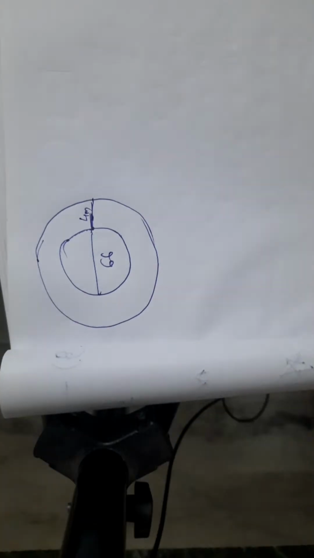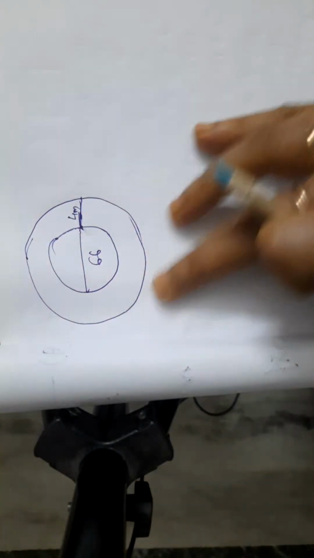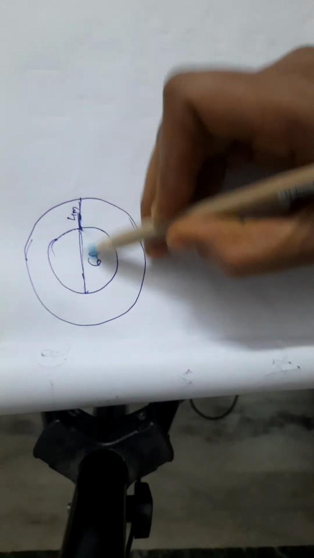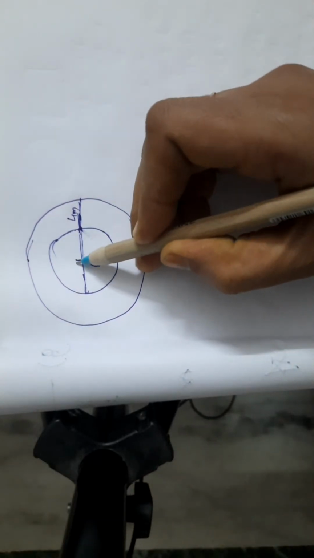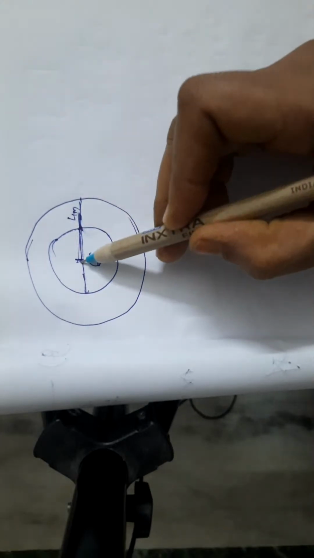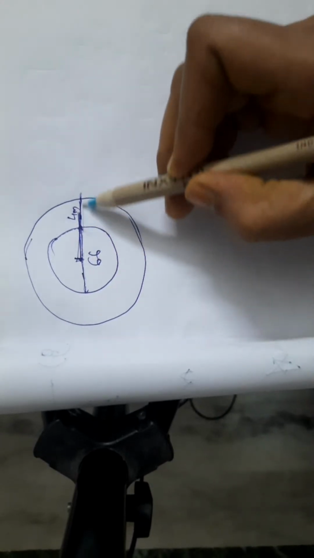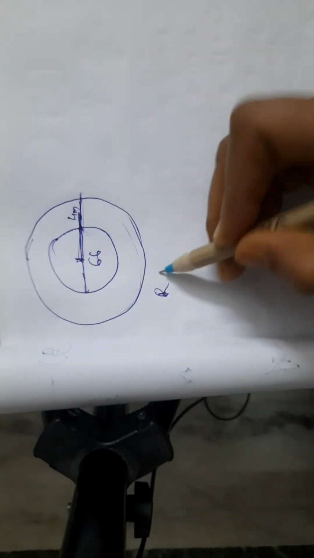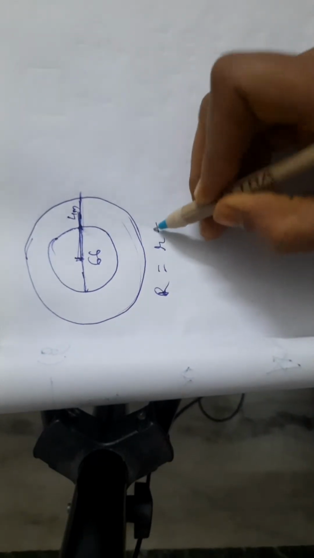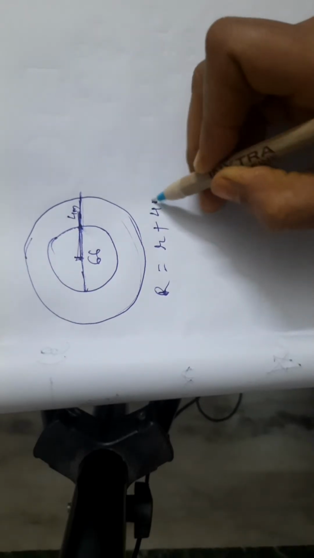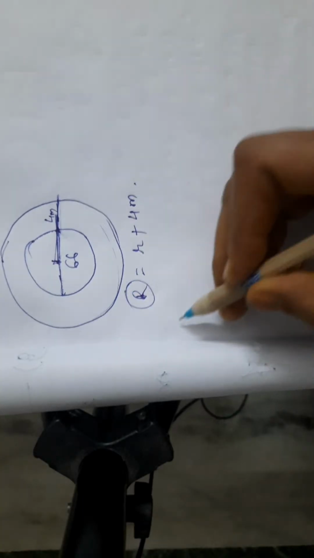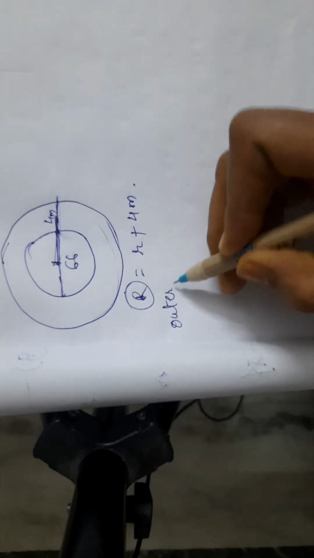Now how to find outer radius and inner radius for such kind of circles, for such kind of conditions? So here if we divide this diameter by 2, we are going to get radius. So that radius plus 4 will make outer radius for the outer circle. Now capital R is radius plus width, that is 4 meter. What is capital R? It's outer radius.